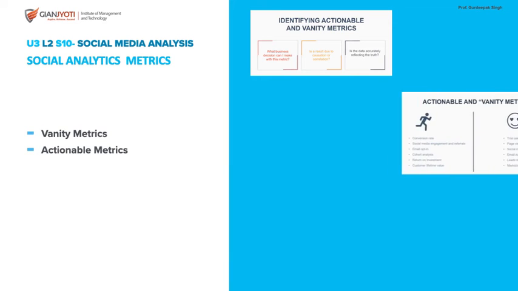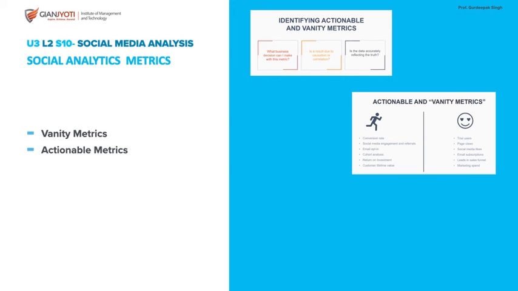So for example, if I talk of actionable, your conversion rate, your social media engagement and reference, your email subscriptions, your cohort analysis, return on investment, customer lifetime value. So all these are actionable metrics, whereas the vanity metrics are trial users, page views, social media likes, email subscriptions, leads in the sales funnel, marketing spend. All these are vanity metrics.